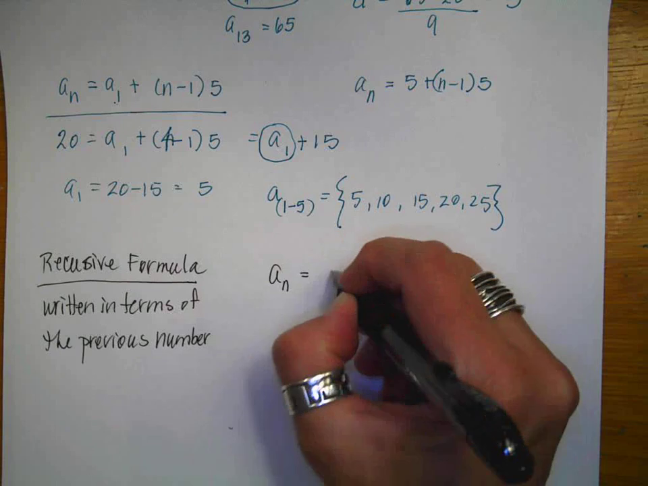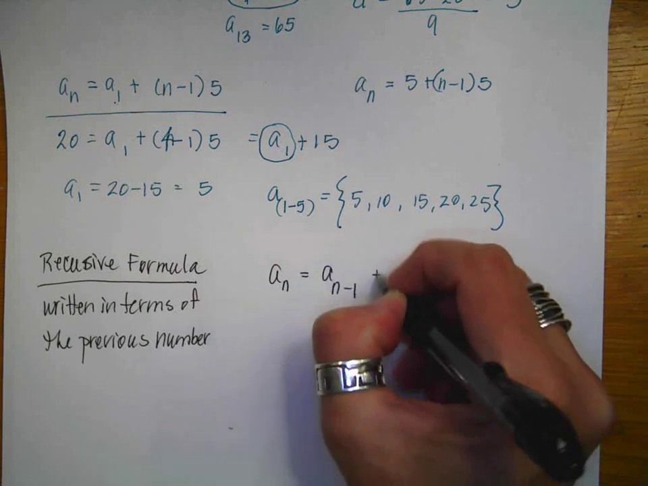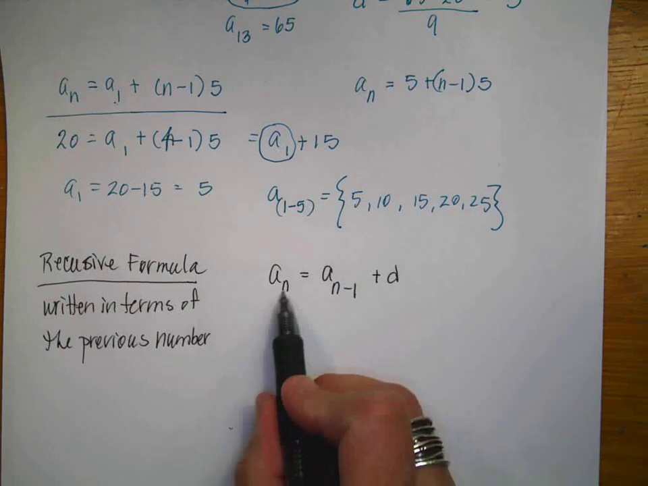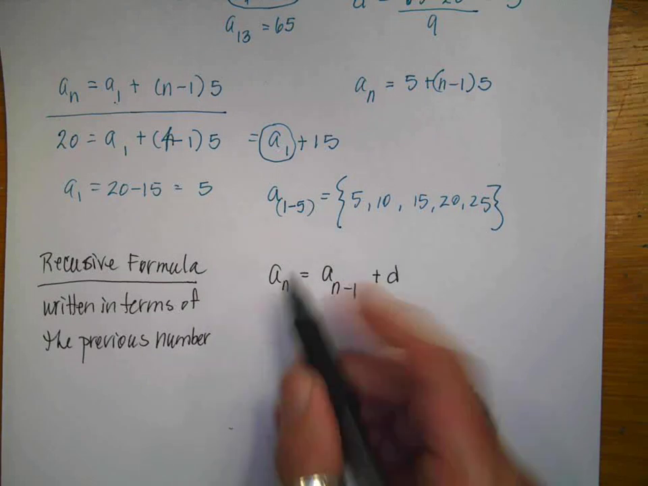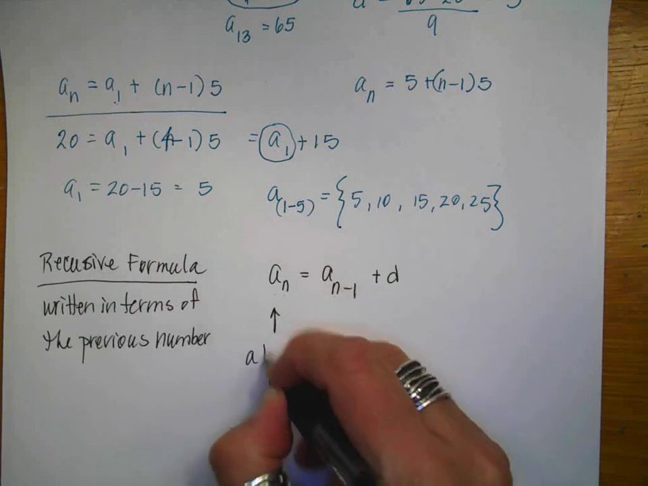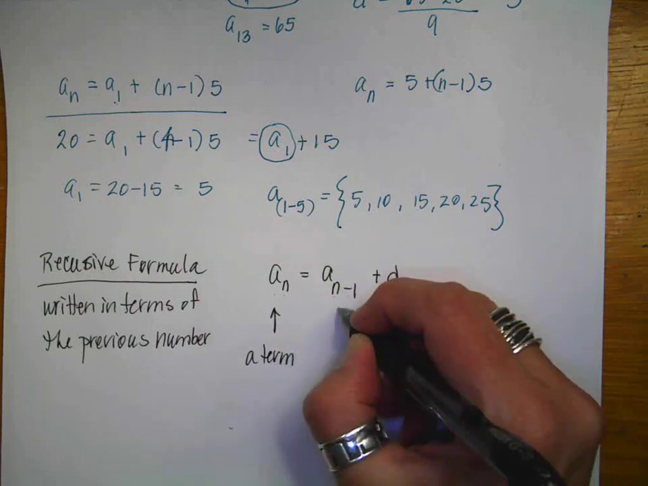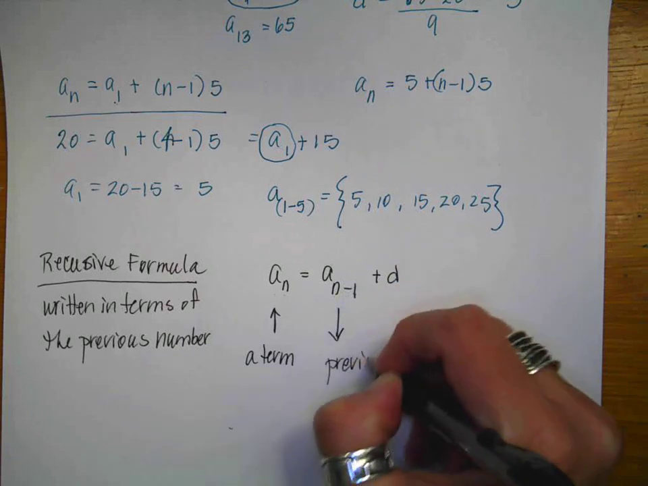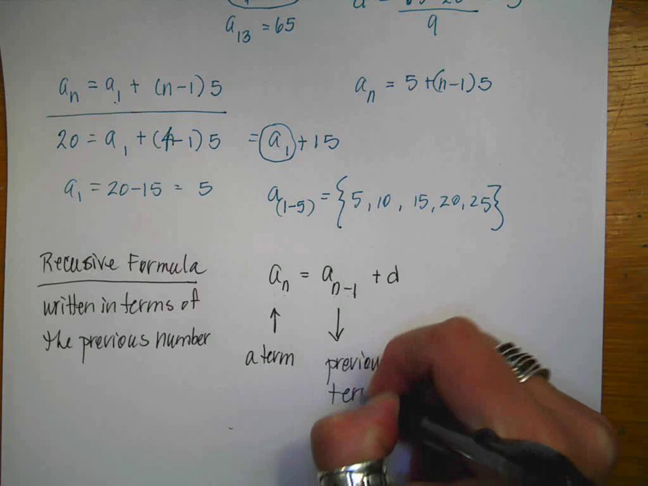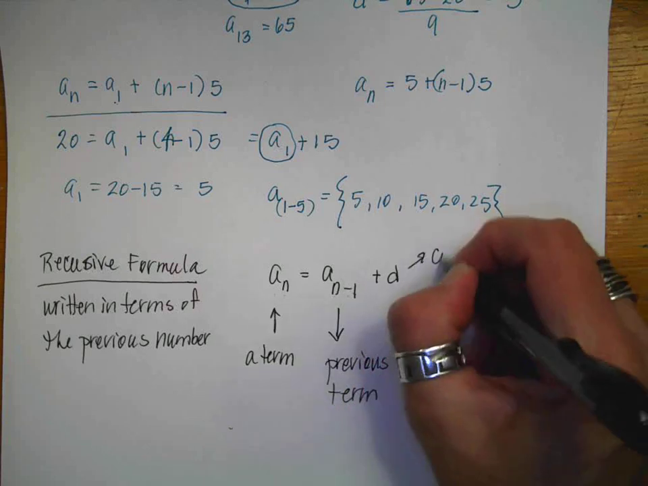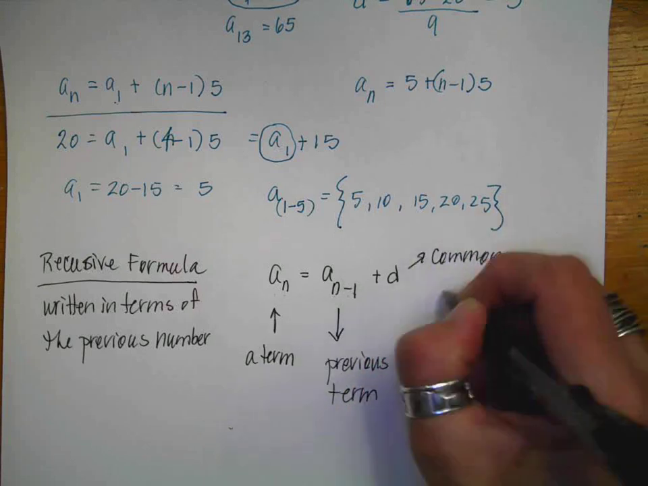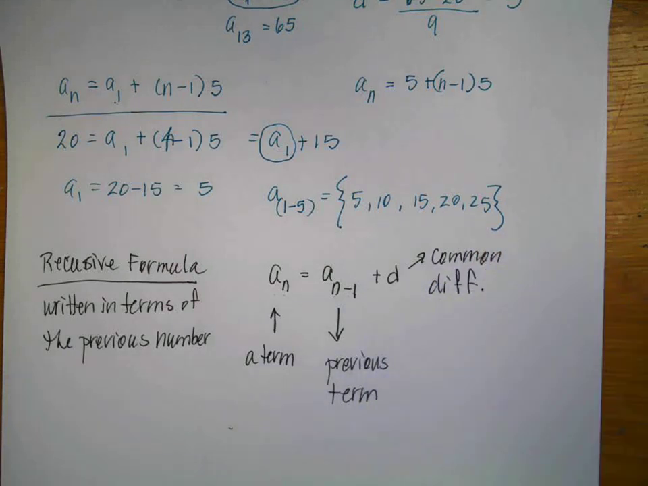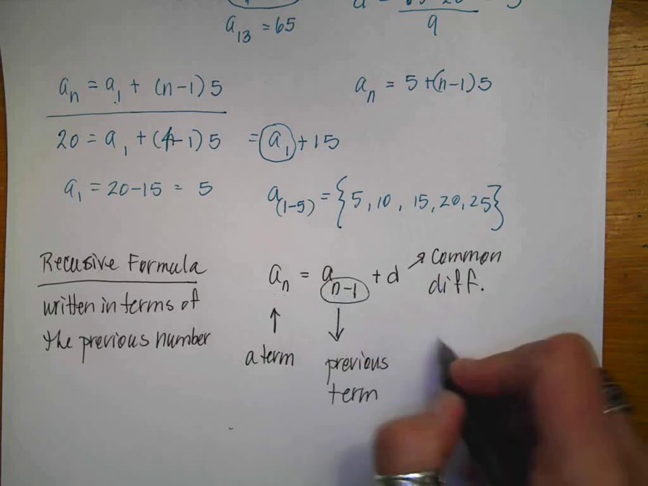So the formula might be a sub n is equal to a sub n minus 1 plus d. And it's actually a very simple formula, but you need to notice the difference in the notation. This says a term is equal to n minus 1, so that's going to be the previous term, and then of course d is your common difference. All right. You do need to be careful.